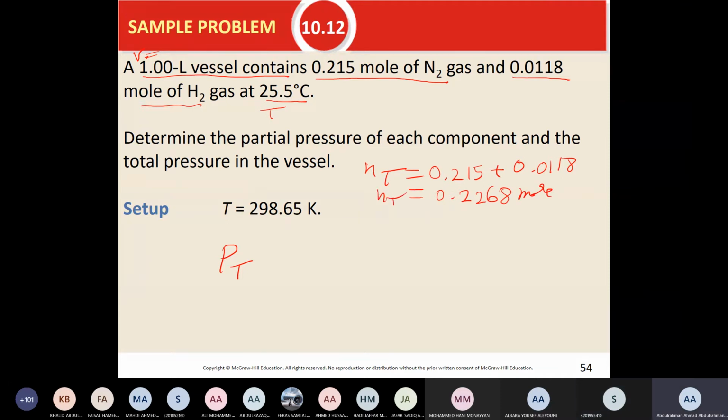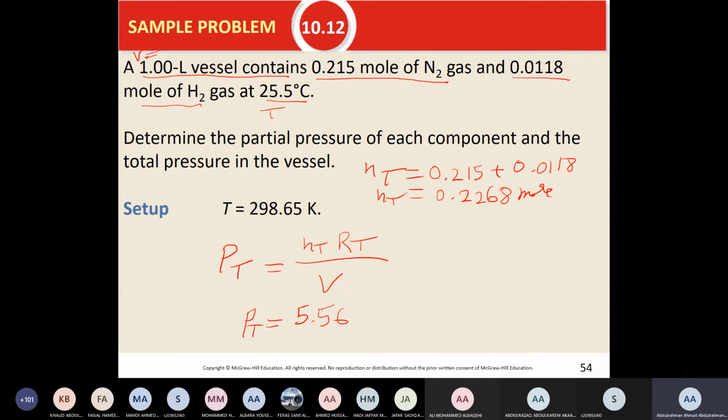Good. Can you calculate P total now? Yes. N total 0.2268 times RT divided by V. What is it? 5.56. Exactly. Excellent. Very good. So P total is equal to 5.56.